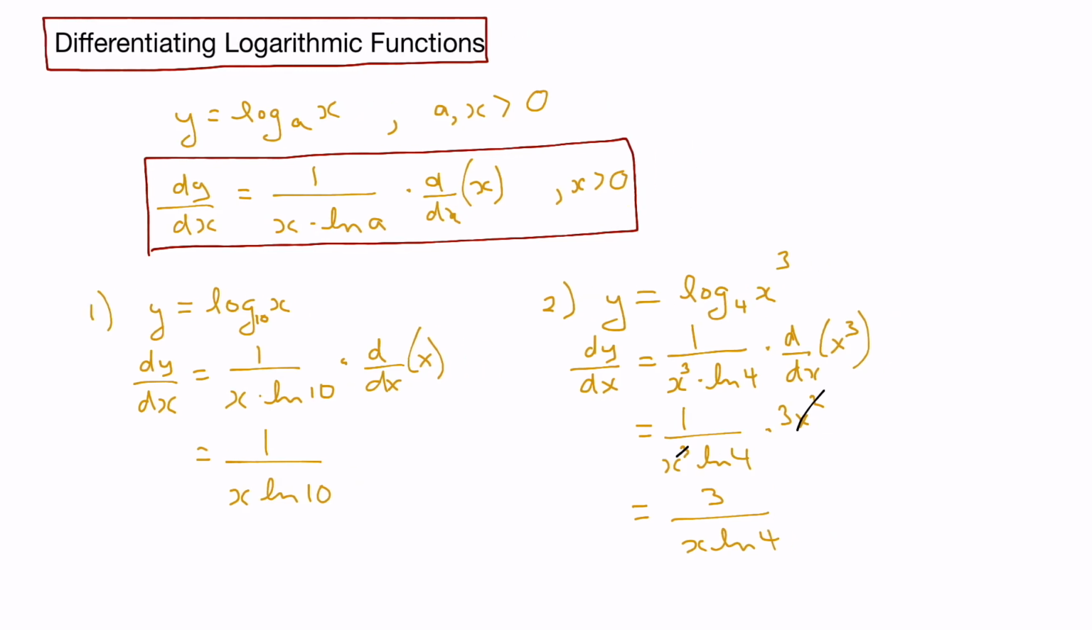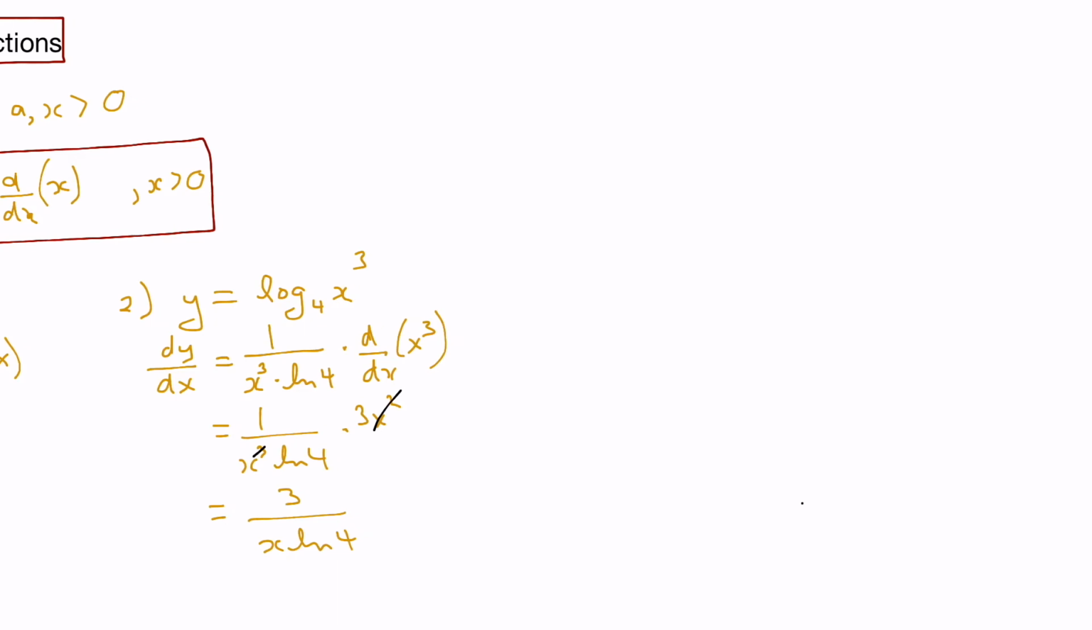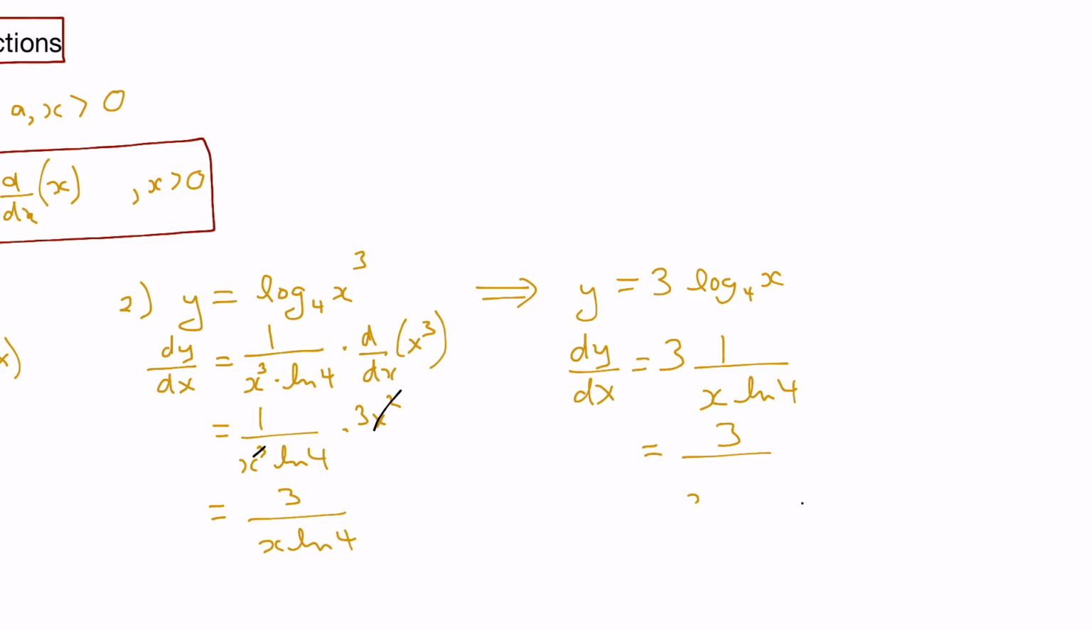Now there is another way we could have done this second example by applying some properties of logarithms. We could rewrite this as y equals 3 log base 4 of x. And so the derivative of y with respect to x would be 3 times 1 over x ln 4, which would give us 3 over x ln 4. Same answer.